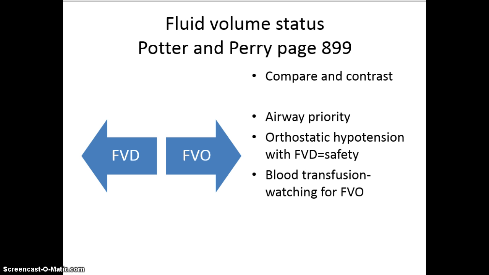Potter and Perry, fluid volume status, make sure that you're reviewing what are the signs and symptoms of fluid volume overload, such as shortness of breath, which would be your priority, jugular vein distension, edema. When we look at fluid volume deficit, the tenting, the urine that is very dark, low urine output, blood pressure is a big one. Orthostatic hypotension goes along with fluid volume deficit, and that's a safety issue. And then again, with the blood transfusion, that fluid volume overload is a big consideration.